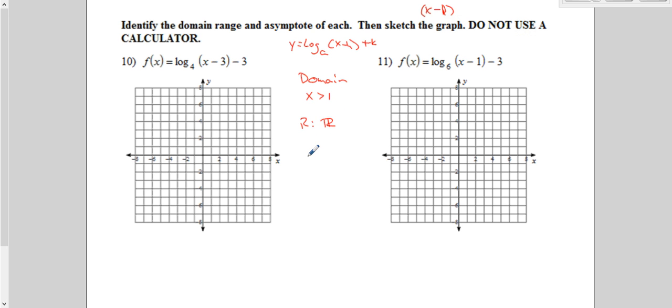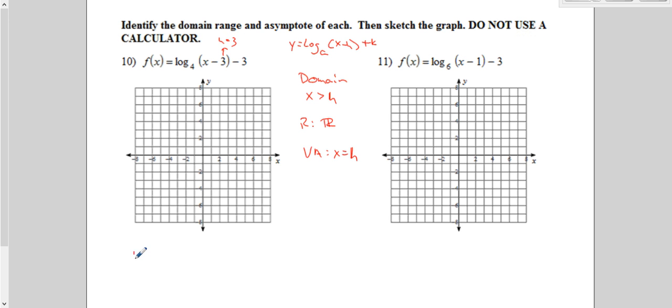And my asymptote is going to be a vertical asymptote, and that's going to be x equal to 1, or whatever h value is. So change that to h. I'm going off my little example there of why it was 1. So my domain in a general format is x is greater than that h value. My range is all real numbers. My vertical asymptote is x equals that h value. So right here, h equals 3.